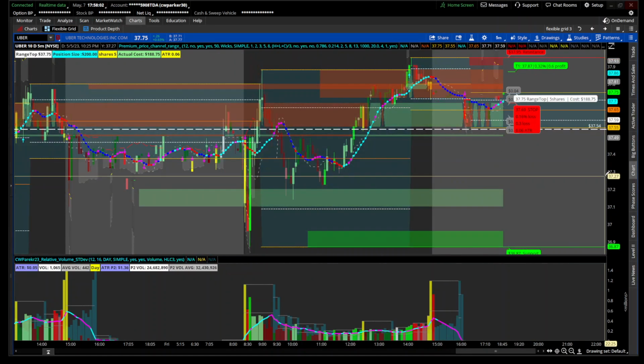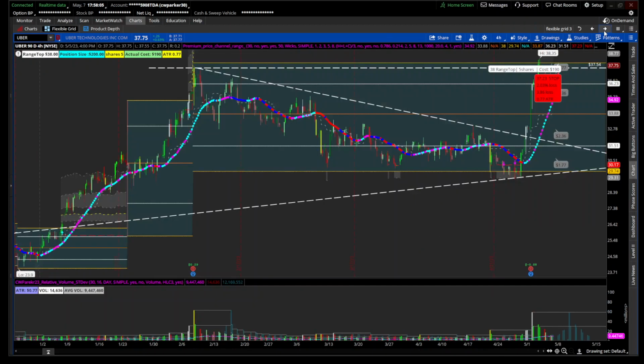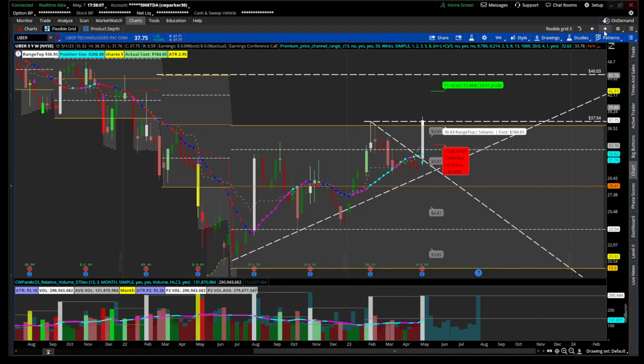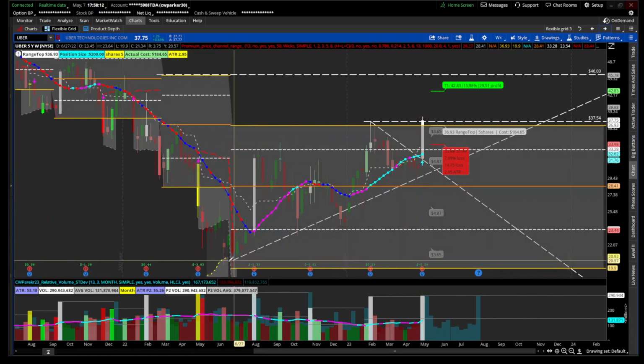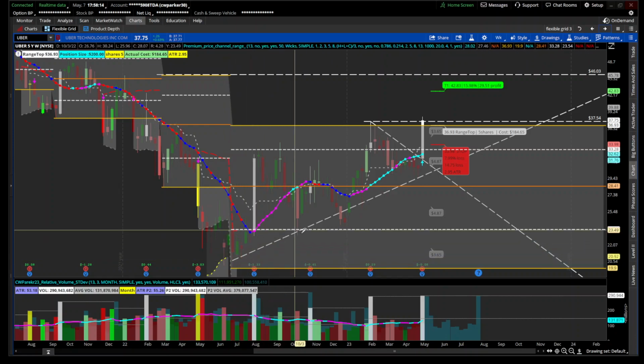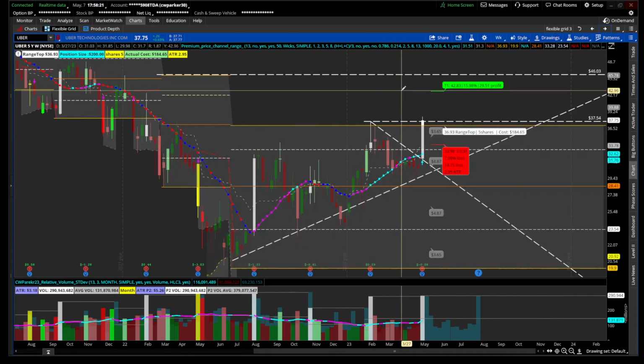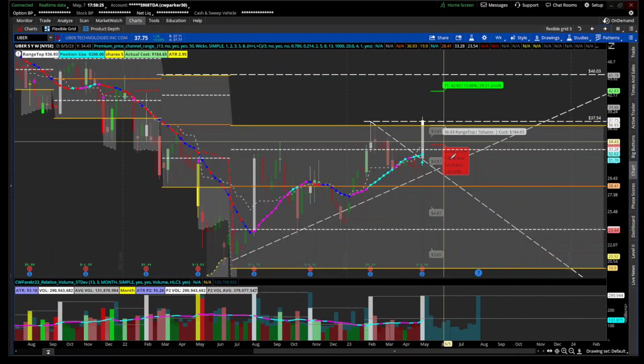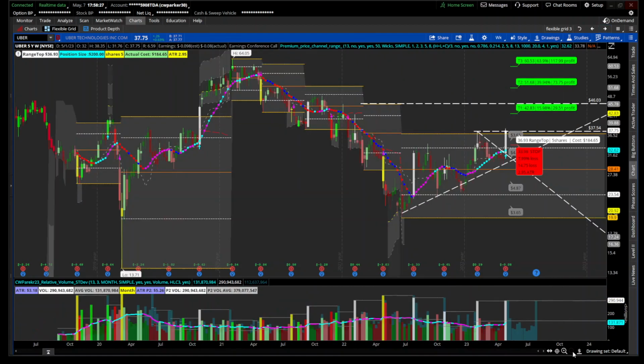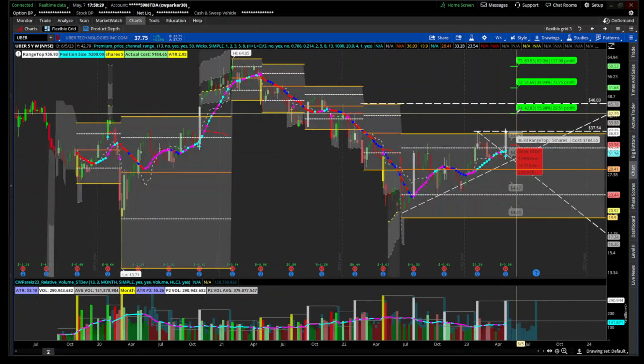Here's your market structure. Uber is holding this. I believe Uber had good earnings, so this is an earnings play. You can see it following this trend line up, and here's your breakup, almost like an ascending triangle. And here's your resistance level, and Uber needs to hold this 37.54 for a possible push to the next ATR.